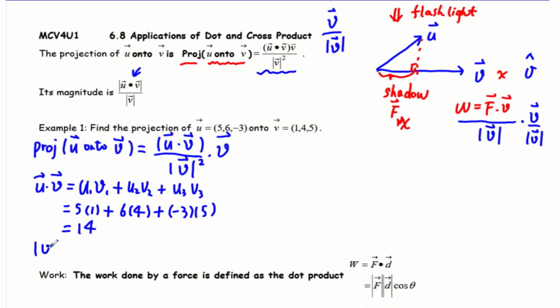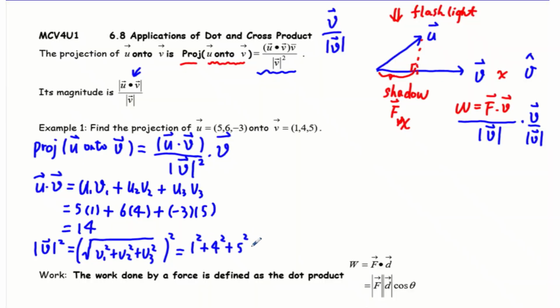And the magnitude of v squared. We know the magnitude is the square root of v1 squared plus v2 squared plus v3 squared. Now it's squared, so the square root and the square cancel out. We only have v1, v2, v3 squared added together. So 1 squared plus 4 squared plus 5 squared, and we find out it is 42.